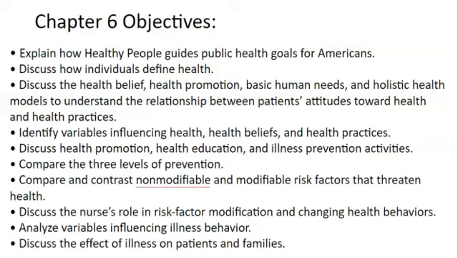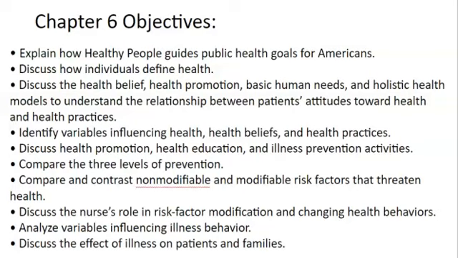So you're going to want to be able to explain how Healthy People guides public health goals for Americans, discuss how individuals define health, discuss the health belief, health promotion, basic human needs, and holistic health models to understand the relationship between patients' attitudes towards health and health practices, identify variables influencing health, health beliefs, and health practices, discuss health promotion, health education, and illness prevention activities, compare the 3 levels of prevention, compare and contrast non-modifiable and modifiable risk factors that threaten health, and discuss the nurse's role in risk factor modification and changing health behaviors, analyze variables influencing illness behavior, and discuss the effect of illness on patients and families.